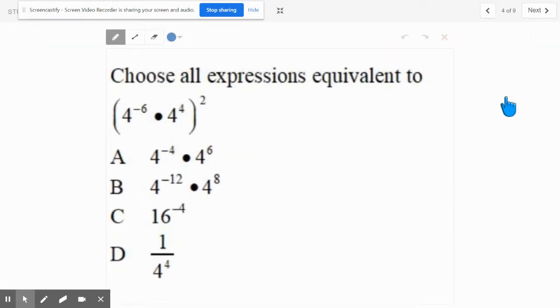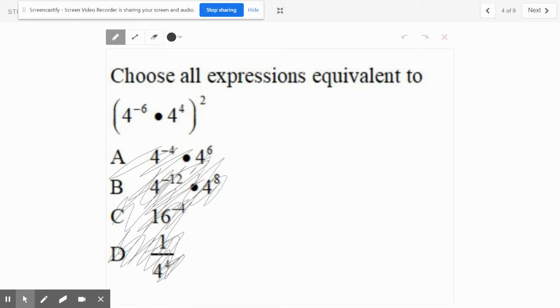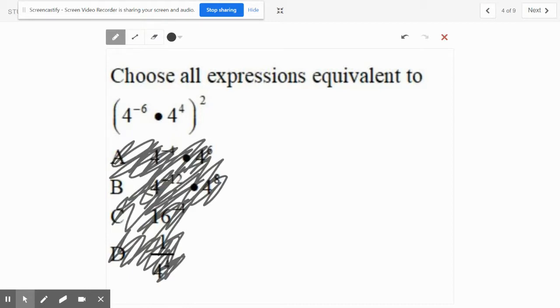Right, we're getting through to the good stuff here. We did this one yesterday. I really don't care about the answers. I don't care about, oh, choose all expressions that could it be. All right, so I'm going to cross all this out. See how that looks. All right, cross all that out and just focus on the problem itself. So when I do 4, negative 6, 4 to the 4th, because this problem is actually just, I think, only one answer, multiple choice. The first step is to deal with what's inside the parentheses.